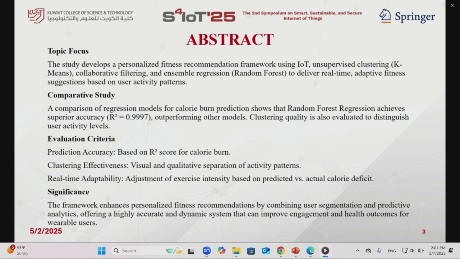Next, abstract. In this abstract, we will summarize our hybrid ML IoT framework. First, we segment users by k-means clustering. Then we apply collaborative filtering to personalize workout and random forest regression to predict calorie burn with R square up to 0.997. We evaluate clustering quality, prediction accuracy, and real-time adaptability. The significance: our approach delivers highly accurate dynamic fitness guidance that can boost engagement and health outcomes for wearable users. Now moving on to the next slide.